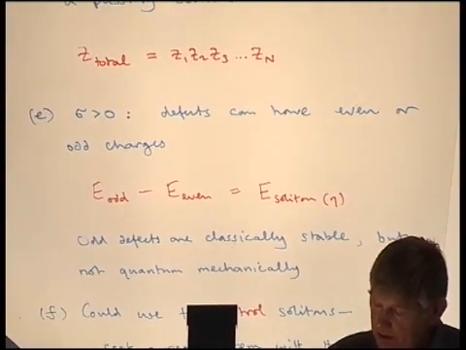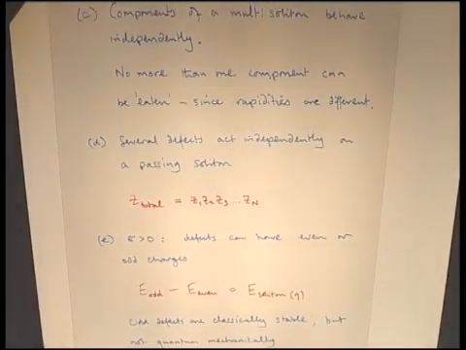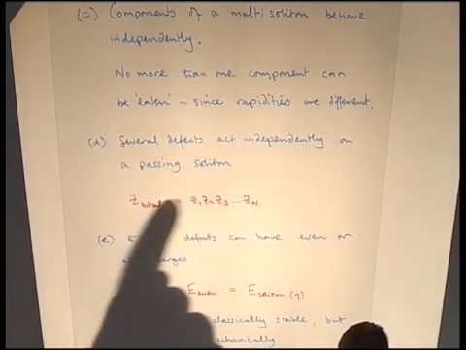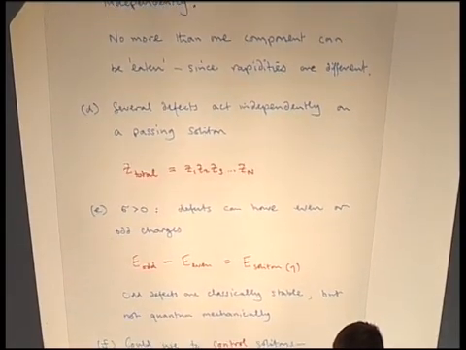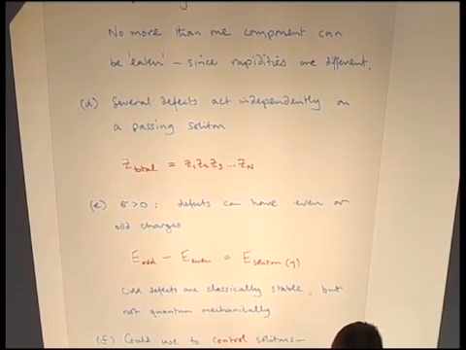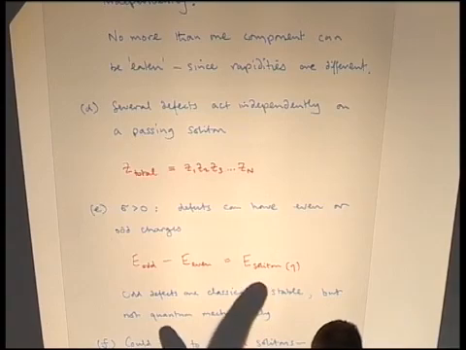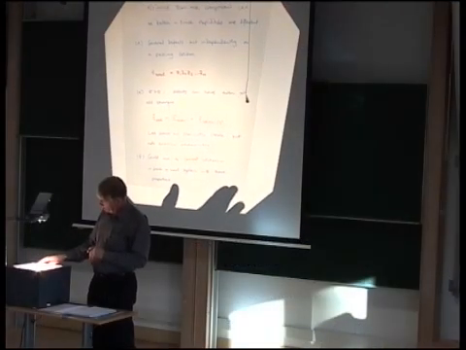Several defects you can have, and they will act independently on a passing soliton. So you can check this for a few, and you become convinced that the total delay is just the product of the individual delays. And I've already said that the difference between an oddly charged defect and an evenly charged defect is exactly the energy that a soliton would have of rapidity eta, and similarly for the momentum.